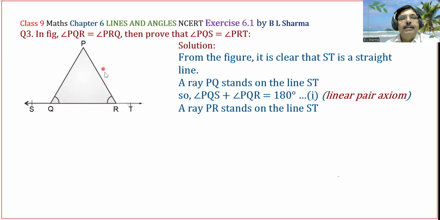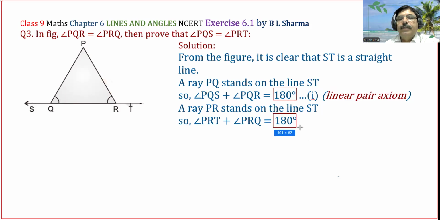Similarly, ray PR stands on the same line, so angle PRQ plus angle PRT, the sum of this angle plus this angle will be 180 degree. But now see here. This is 180 degree, this is also 180 degree. So this angle will be equal to this. राइट हैंड साइड दोनों का इक्वल है तो लेफ्ट हैंड साइड भी इक्वल होगा. नाउ व्हाट वी हैव टू डू, वी हैव टू पुट दिस इक्वल टू दिस.